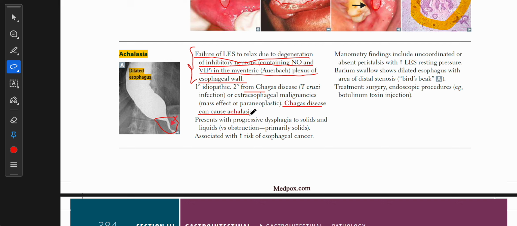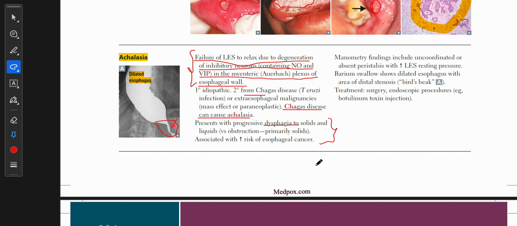So it presents with progressive dysphagia, which is difficulty in swallowing, to solids and liquids, versus obstruction, that is primarily solids. So in obstructive cases, there is dysphagia to solids only, right? But in achalasia cases, there is dysphagia to both solids and liquids. And it is associated with an increased risk of esophageal cancer. Manometry findings include uncoordinated or absent peristalsis with increased LES resting pressure.